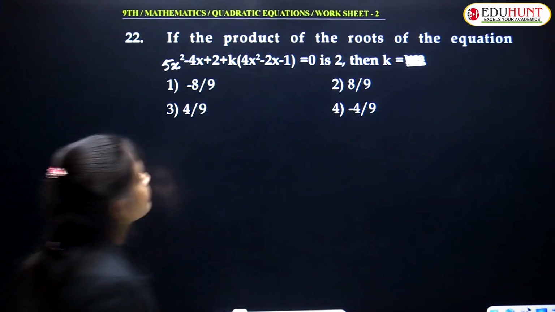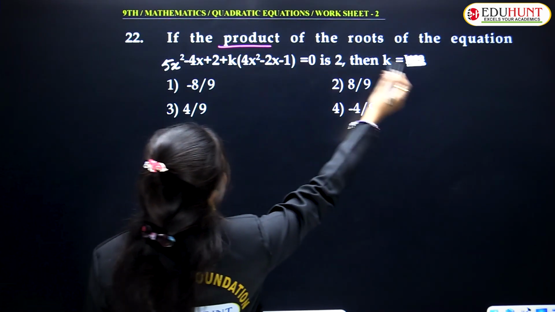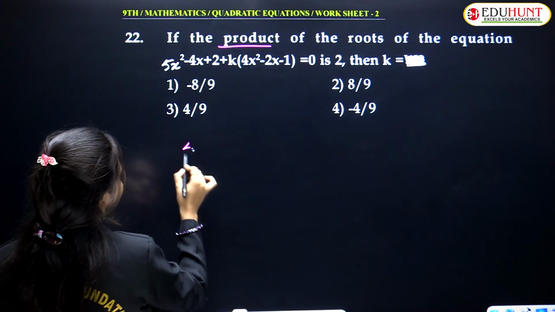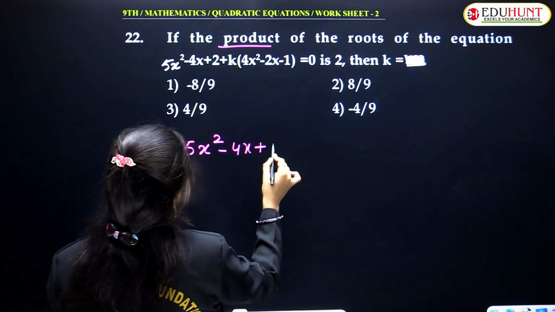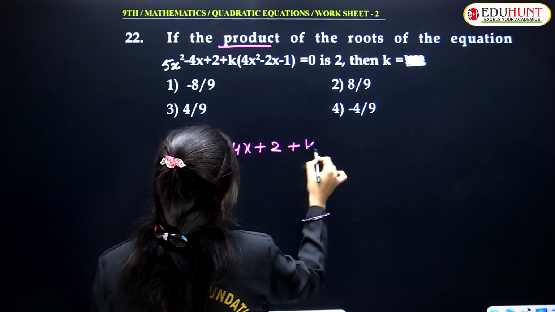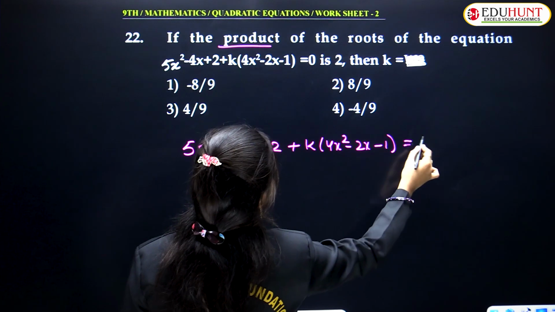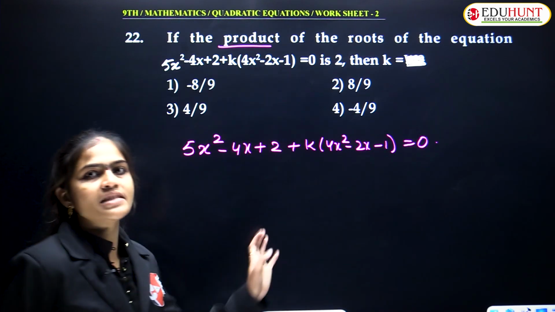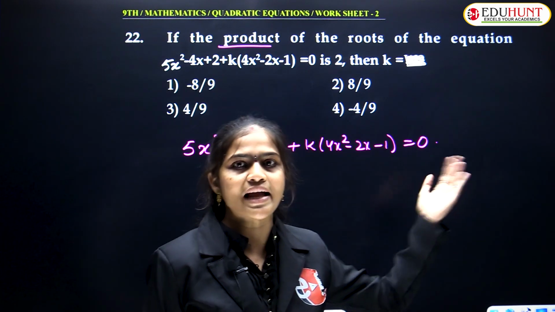Yes. So children, see here, next the 22nd question. If the product of the roots of the quadratic equation 5x square minus 4x plus 2 plus k into 4x square minus 2x minus 1 is equal to 0. So actually this is the quadratic equation, and to this quadratic equation the product of the roots value is given.